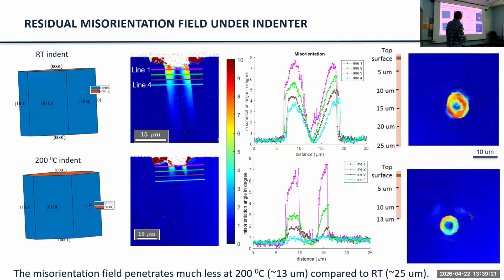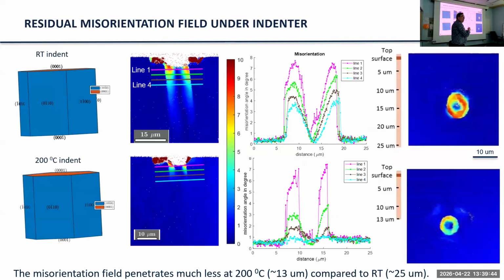Now, what's really interesting is if you do a cross section. So this is at the center of the indent. So the indent is here. These are the twins up here. But look at this feature here. There's this very sharp wall.